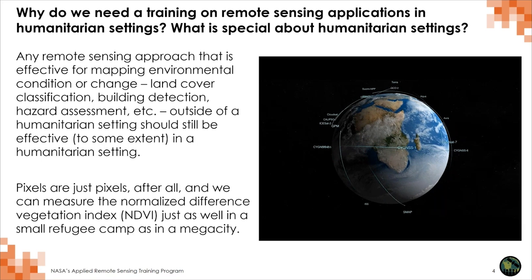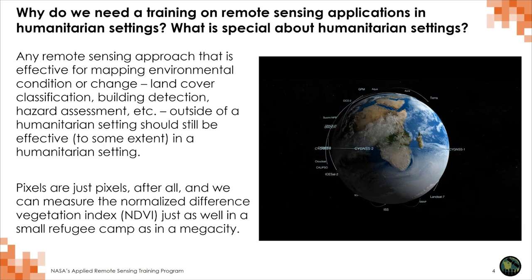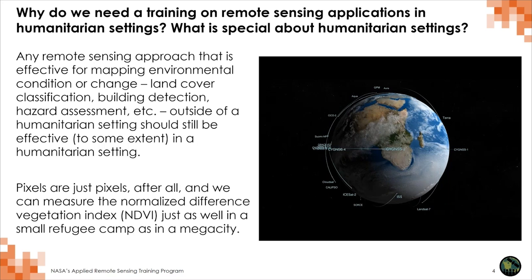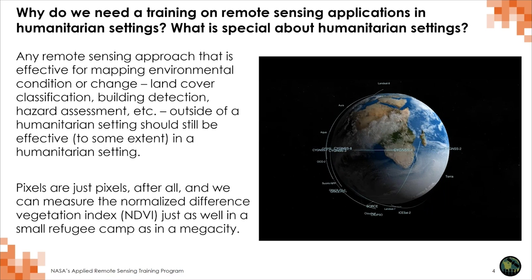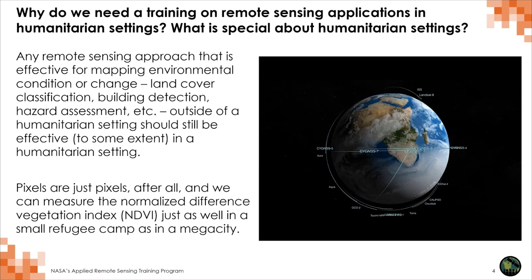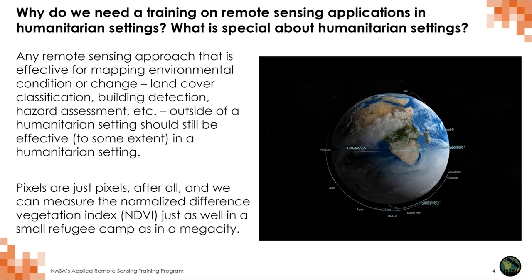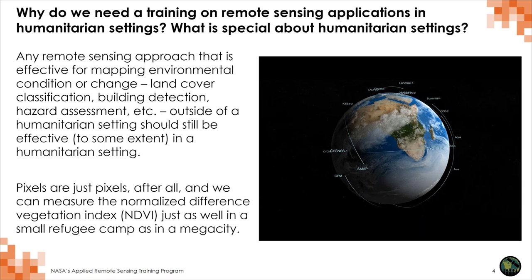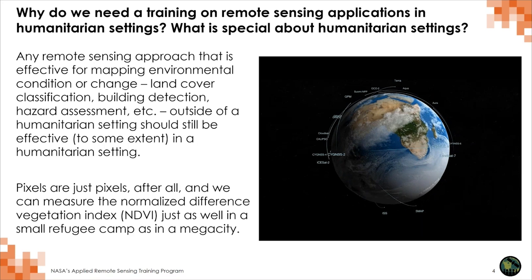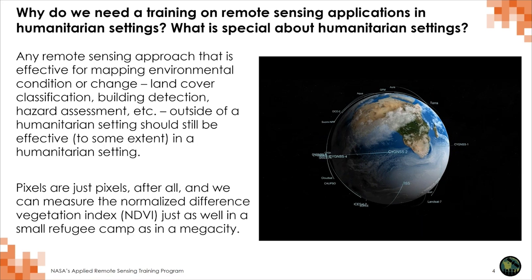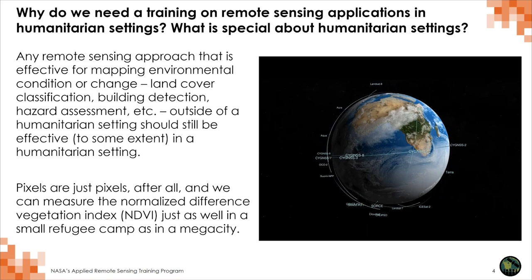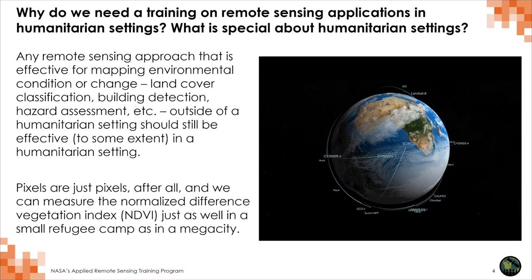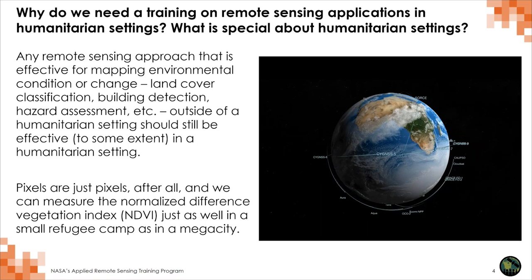We know that the same kind of conditions in a refugee camp may mirror the conditions that we see in a megacity, in terms of the vegetation condition and the spectral conditions of the built-up materials. So there's nothing inherently different about how we're going to extract information from these data. We aren't introducing some humanitarian-specific algorithms. All of the data that NASA is collecting with the Earth observation fleet that we see in the video on the right-hand side could tell us something about a humanitarian setting as about any other place.